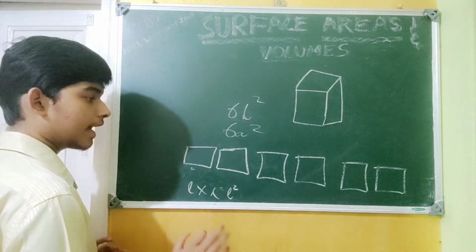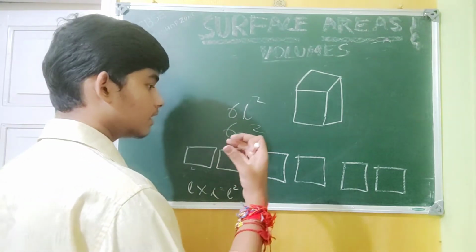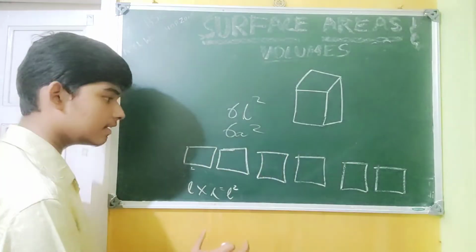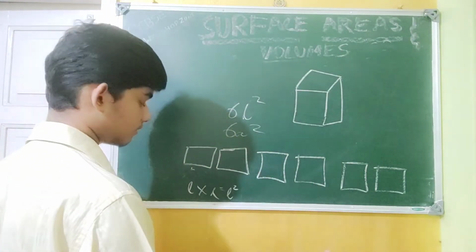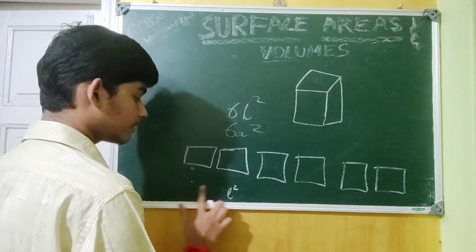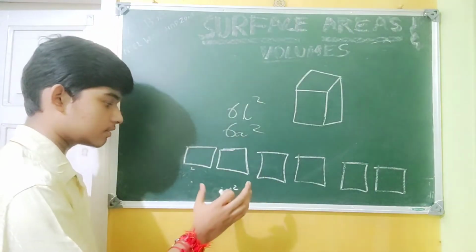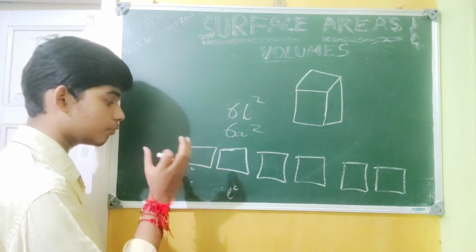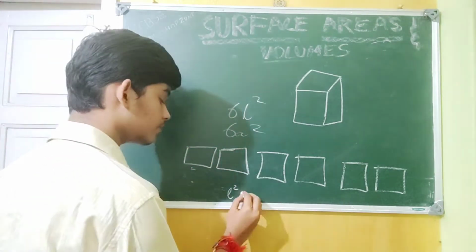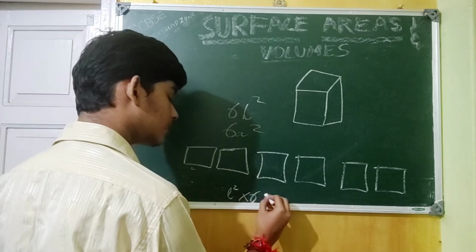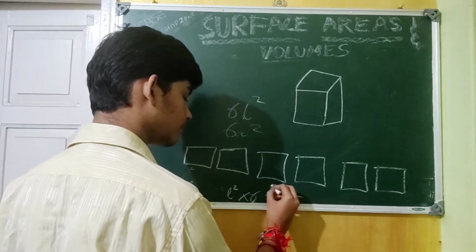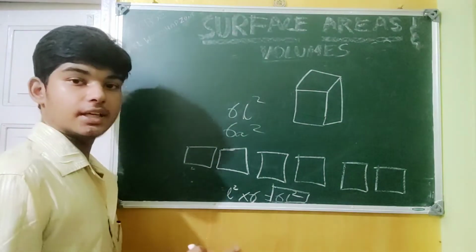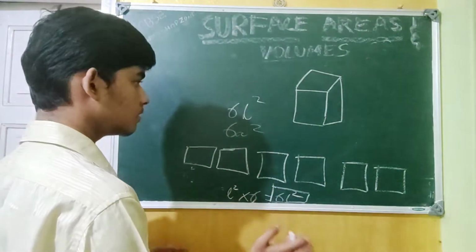So now we have 6 congruent squares, 6 similar squares which have the same L, but there are 6 of them. When you multiply L square, which is the area of one square, into 6 of them, we get 6 into L square, which is 6 L square. So this is how we get the formula for the cube.